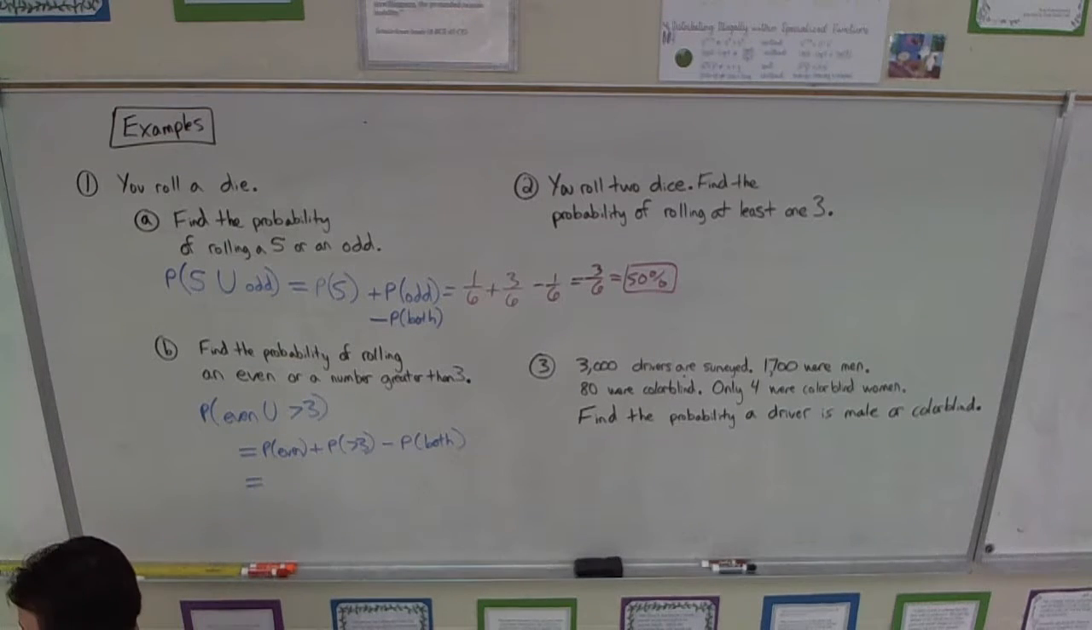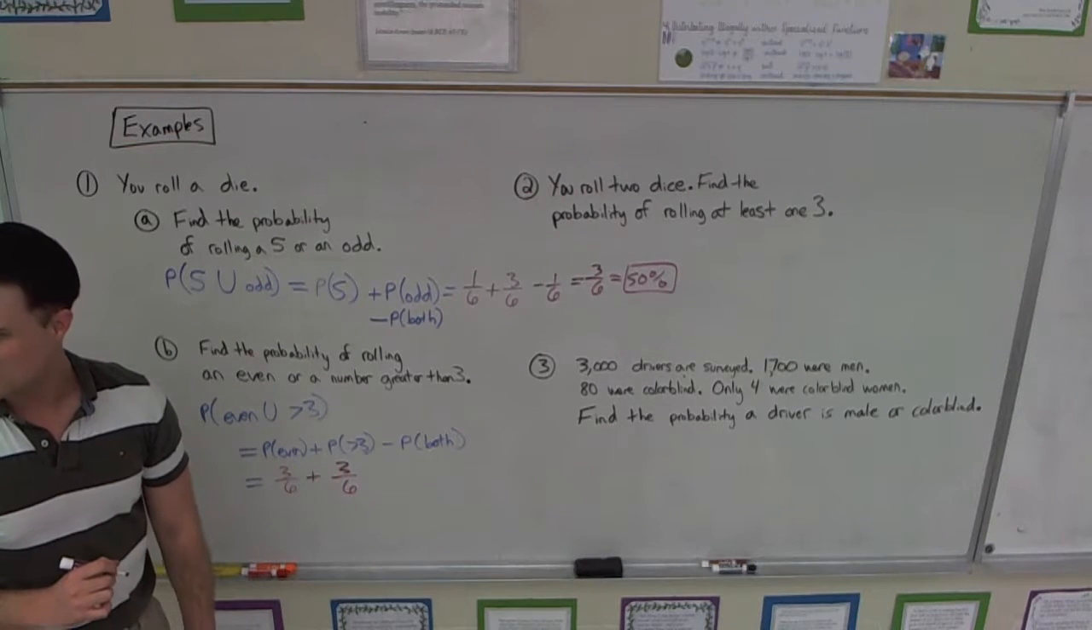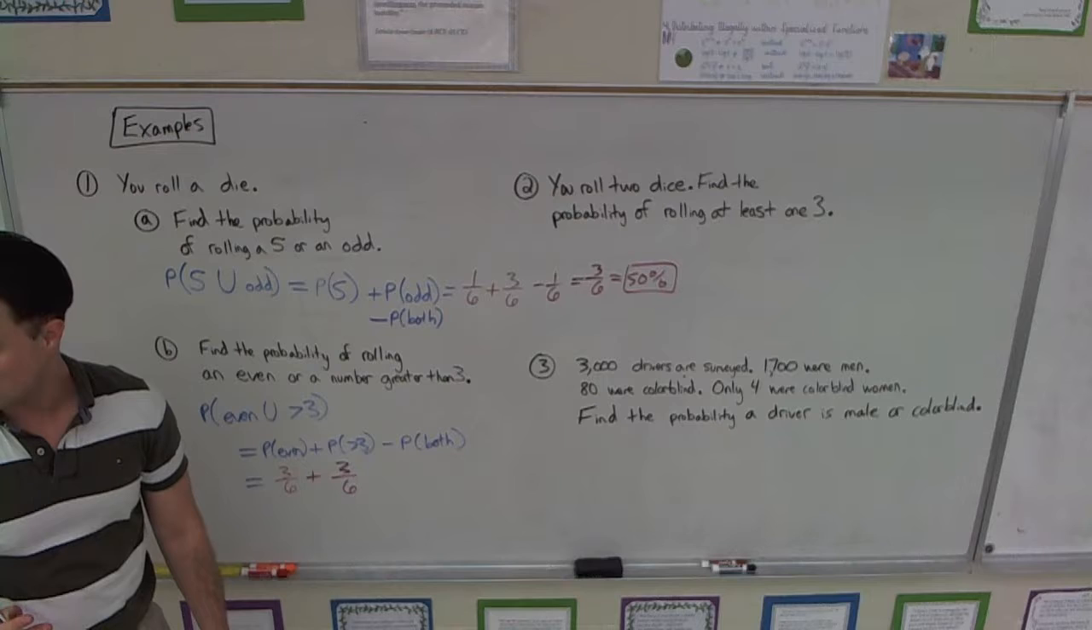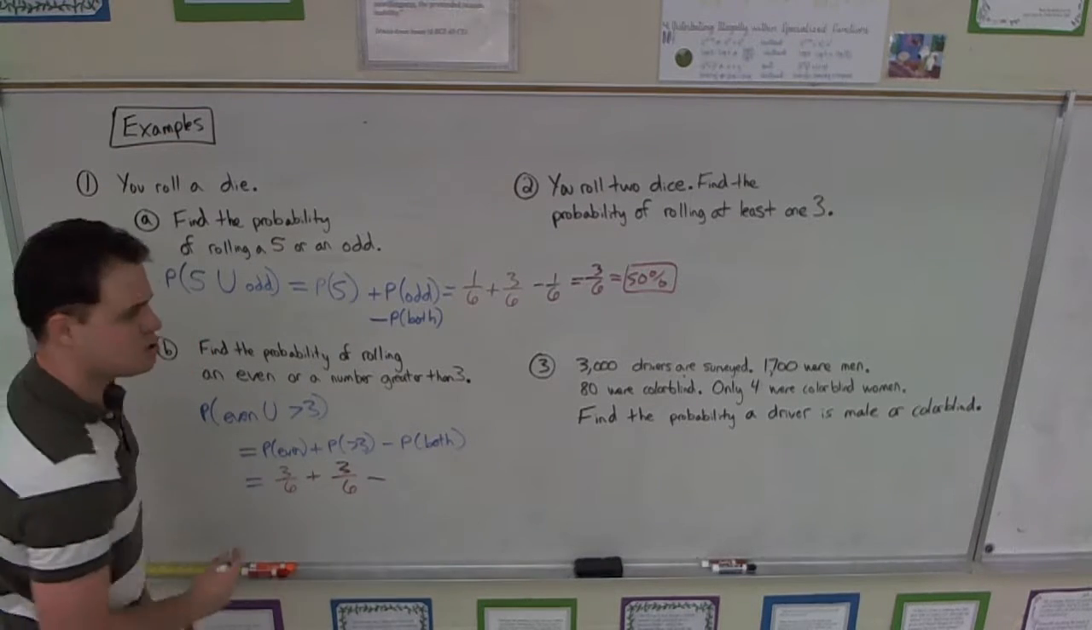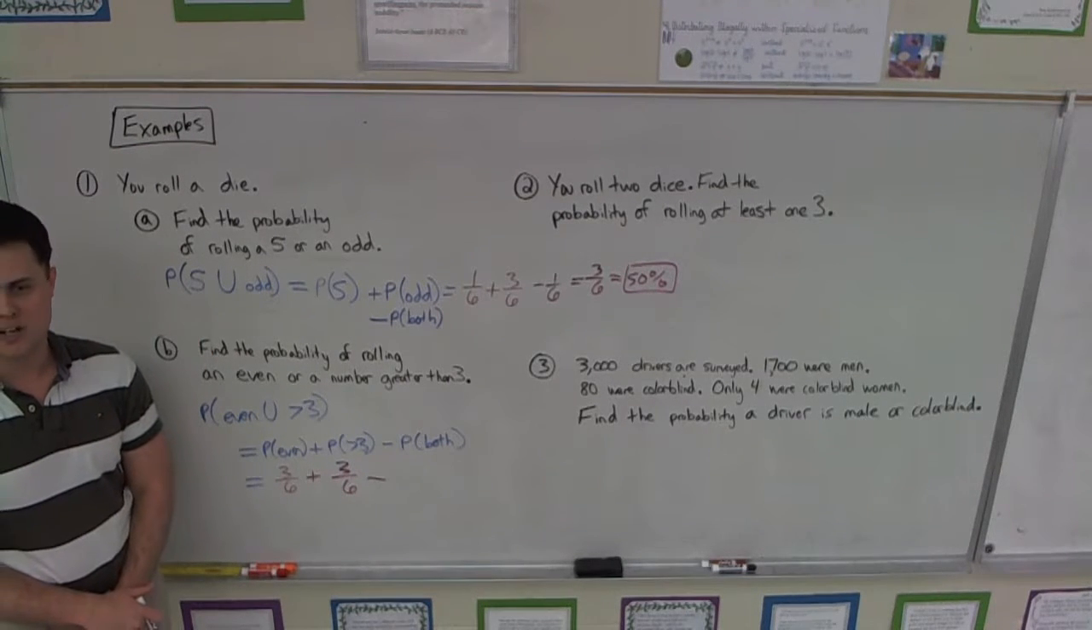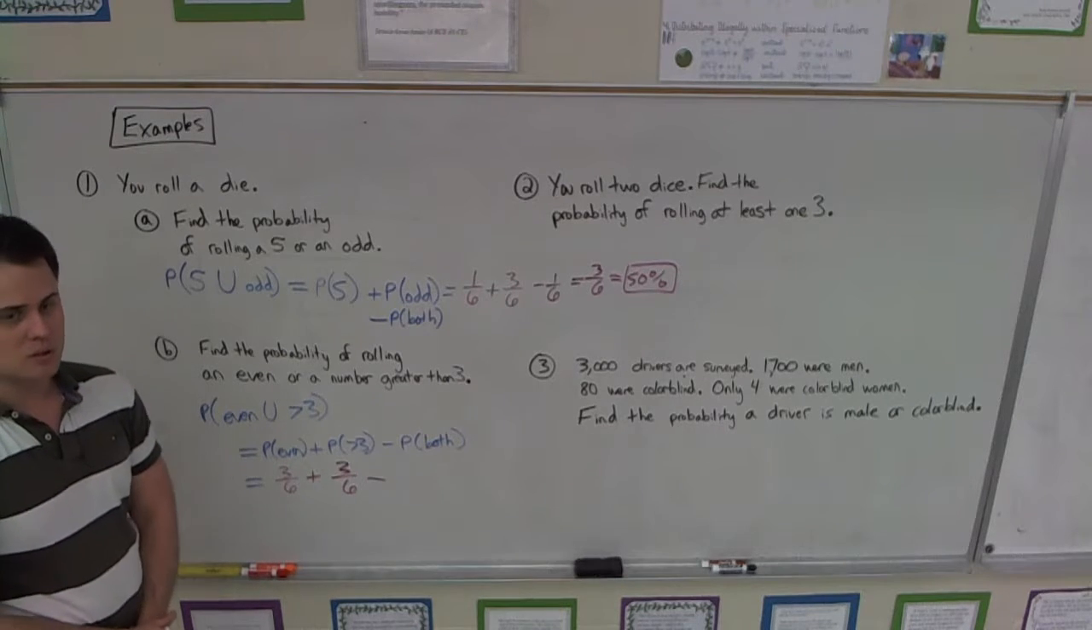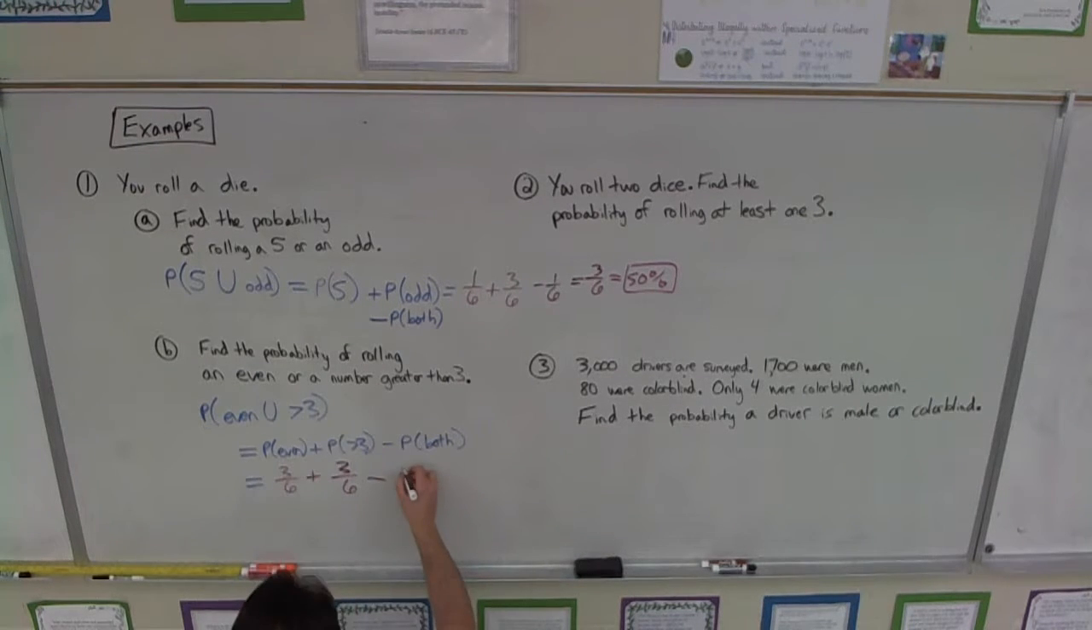So, chance of being even is 3/6. Chance of being greater than 3 is 3/6. We'd already be at 100% there, right? Doesn't make much sense. Unless you subtract the overlap. How many numbers satisfy both things? There's 2, aren't there? 4 and 6, in fact. So that's going to be 6 minus 2 is 4/6. So this one is 2/3 chance, 66%.